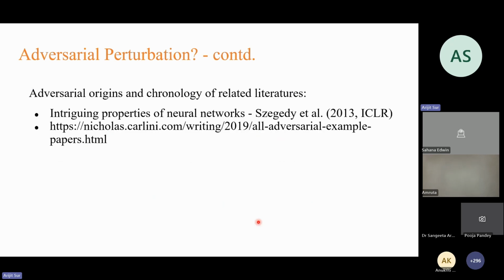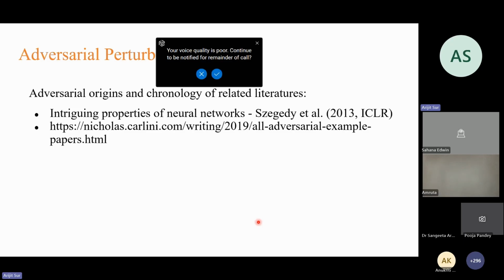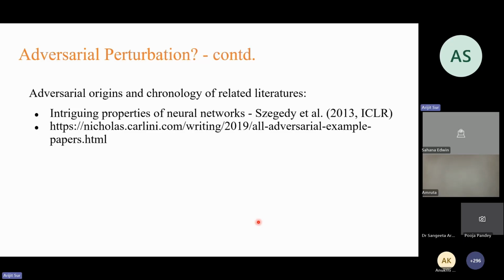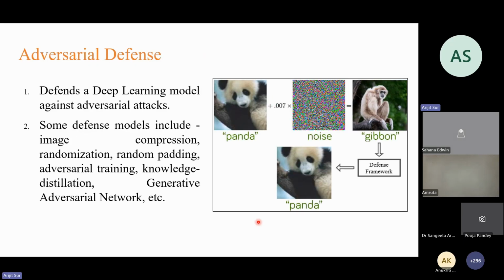So these are the basic things. You can find these papers, where this kind of discussion is in the literature. Okay. So this is just a very brief introduction: what adversarial perturbation is, what the threats are, how people are affected. But next, to understand what the defense is, how we can counter this problem.